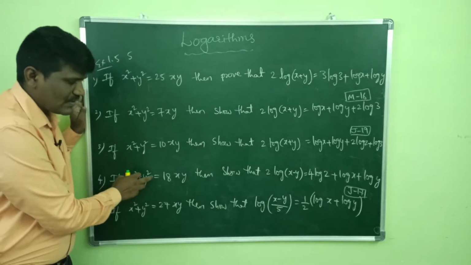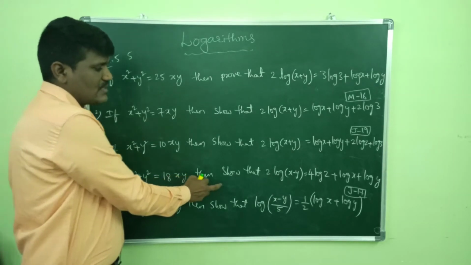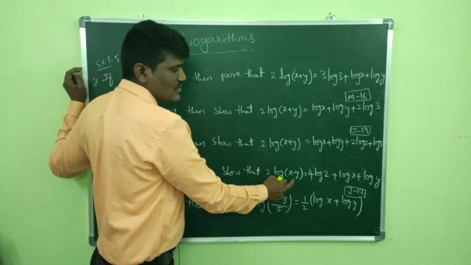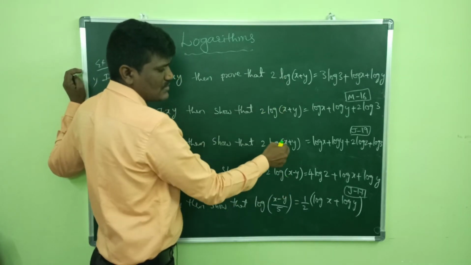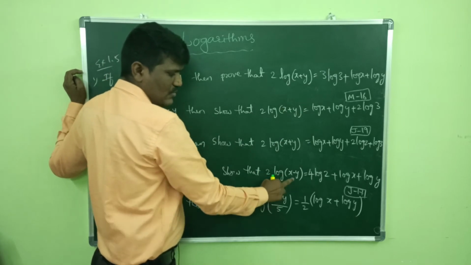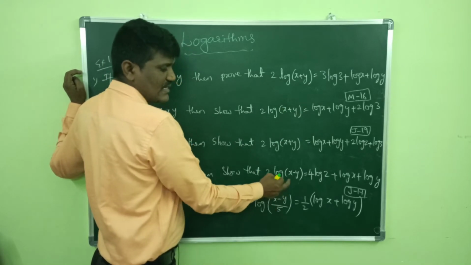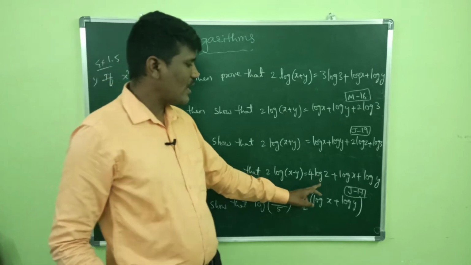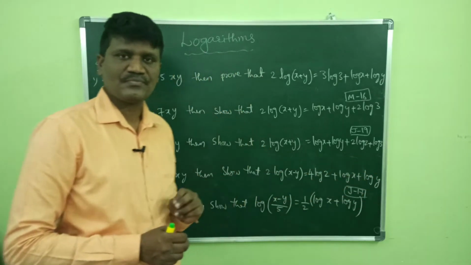If x square plus y square is equal to 18xy, then show that 2 log of x minus y. So if you observe, in the first 3 problems, x plus y is there. But in these 2 problems, in the place of plus, minus y is there. 4 log 2 plus log x plus log y.